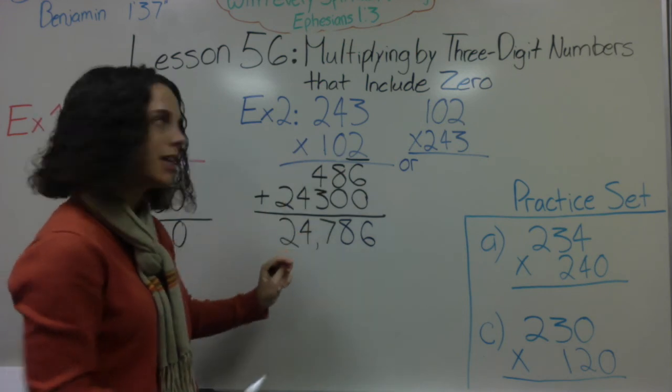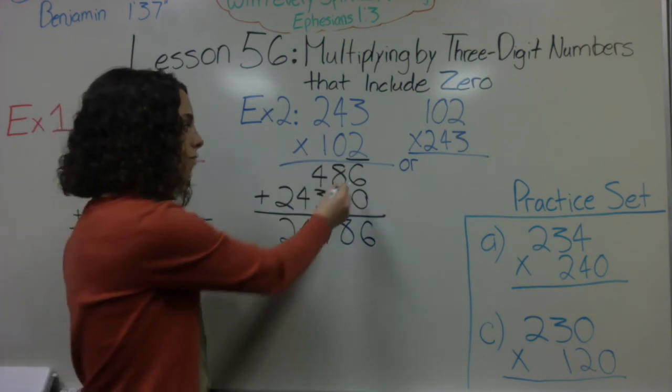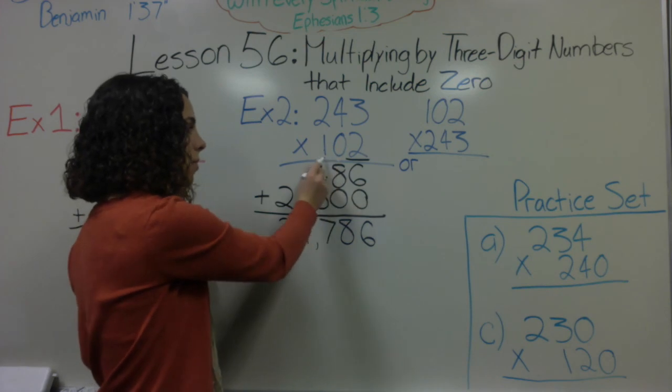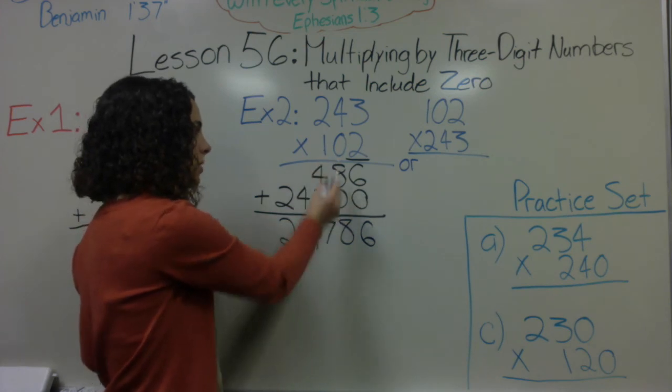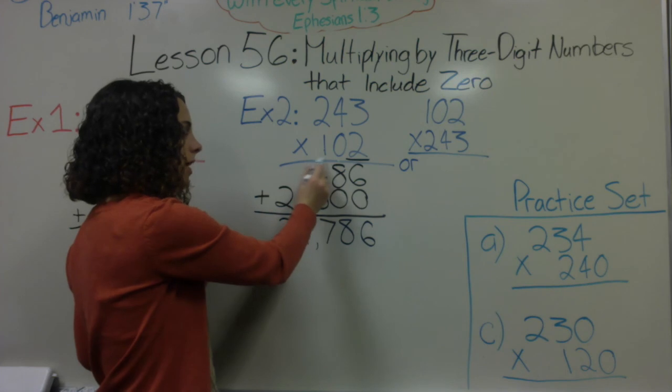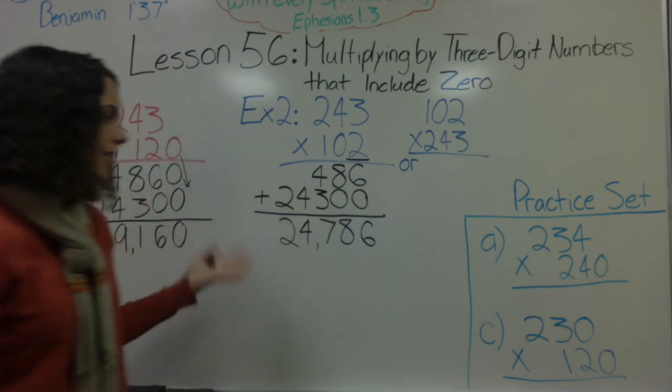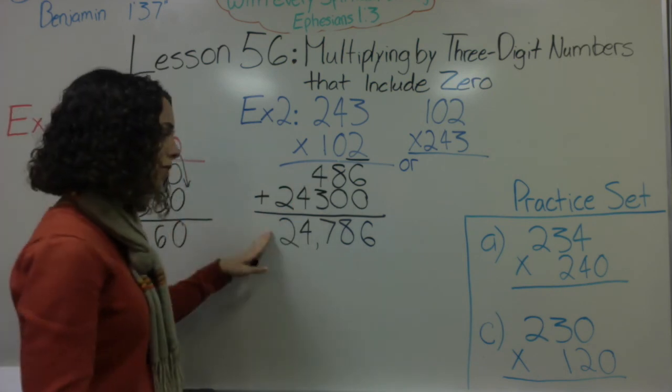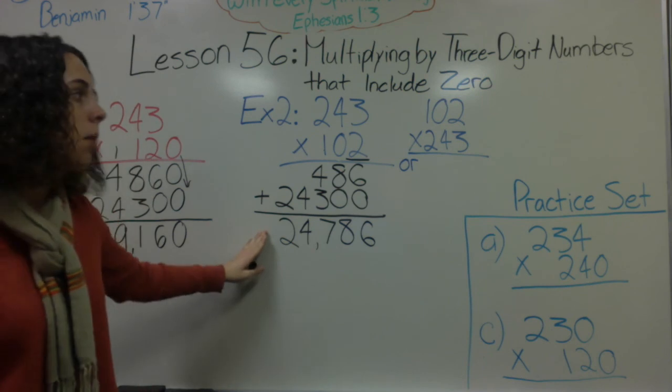So whenever I have a 0 in the middle, you just say, okay, it's in the tens place, whichever place value it's in. Think, okay, with the tens place, I'd have 1 0, so now I'm skipping that row, and I'm going to have 2 zeros because it's the next one over in the hundreds place. So that's how you think of it. So 24,786 is your final product.